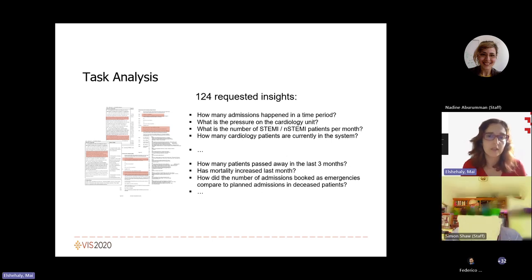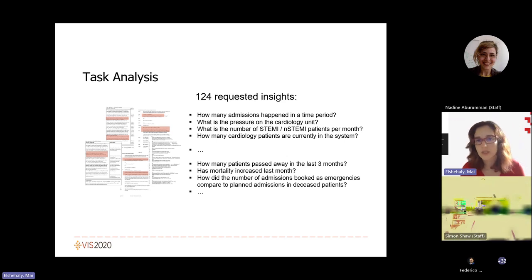So things like how many admissions happened in a time period, what is the pressure on the cardiology unit, what is the number of patients, STEMI versus non-STEMI, which are different types of admissions, how many cardiology patients are currently in the system, and so on. So these were all questions about data. They were easy to identify and find in the qualitative and interview data that we had captured, and we were able to immediately create this list of questions that people wanted answered.